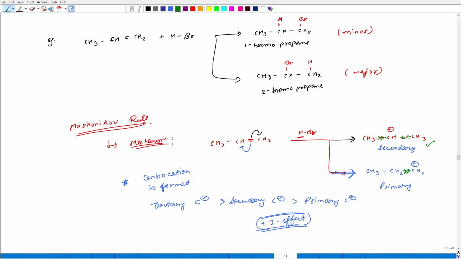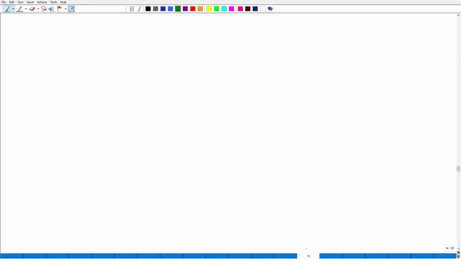That is why the secondary carbocation is more stable than the primary carbocation, and the tertiary carbocation is more stable than the secondary and primary carbocations. So this carbocation is more stable. If this carbocation is more stable, what happens is, the H plus has been used by the carbanion to form CH3.